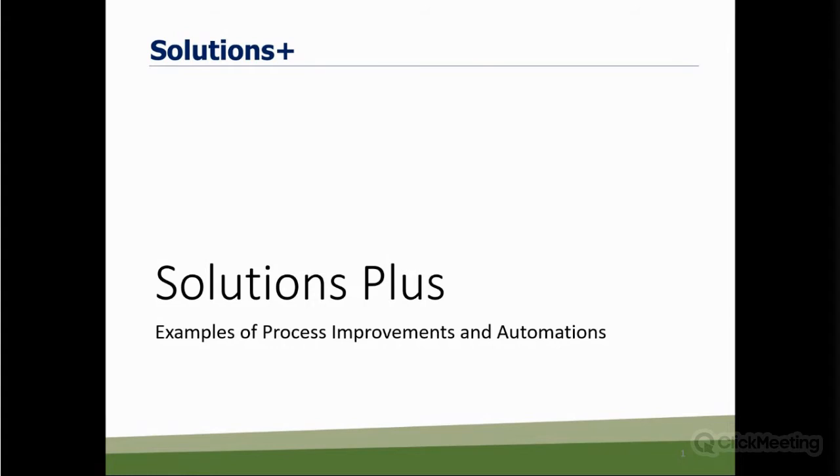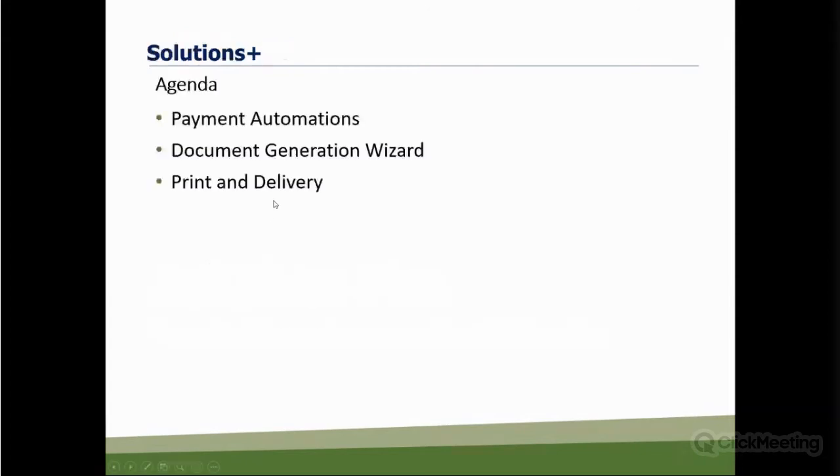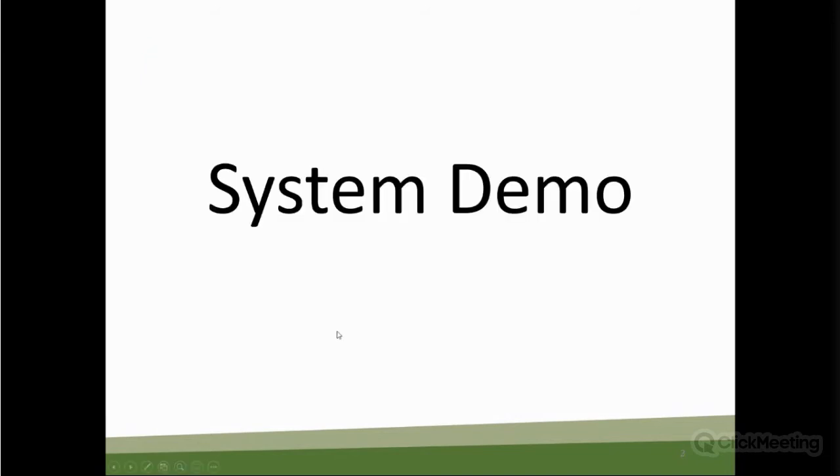This webinar covers examples of process improvements and automations. On the agenda, the payment means screen where we've done a couple of automations to reduce end-user keystrokes, the document generation wizard to create documents in mass, for example, creating AR invoices for all deliveries completed the day before, and the print and delivery add-on, which is a powerful tool where you can send email communications in bulk. I will now move to our demo system to demonstrate each of these features.